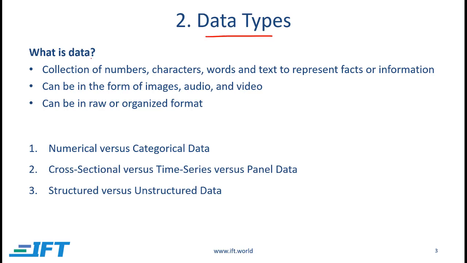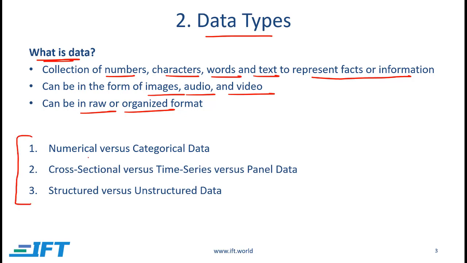With respect to data types, the first key question is, what is data? Data is a collection of numbers, characters, words, and text to represent facts or information. Data can be in a raw format or an organized format. When we talk about data types, there are three broad classifications. We can look at data as either numerical or categorical. Another categorization is where we look at data as cross-sectional versus time series versus panel. And then we can look at data as either structured or unstructured.